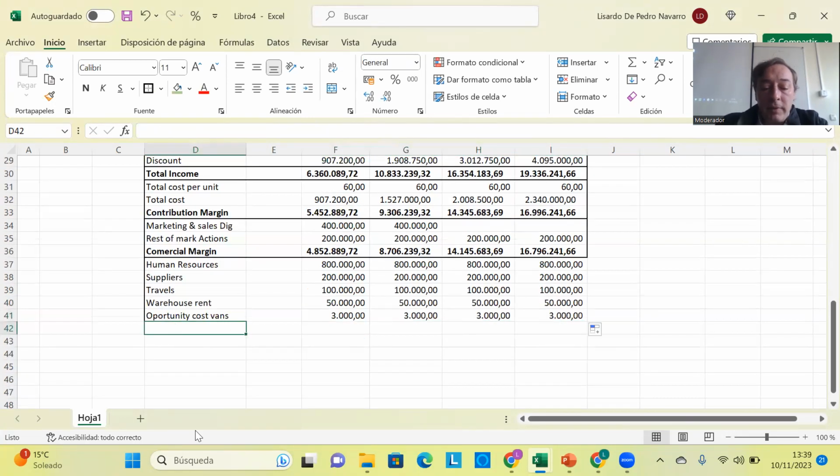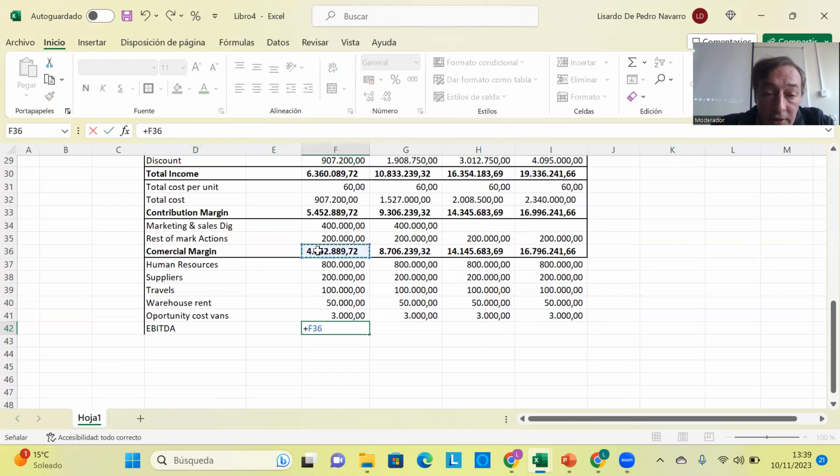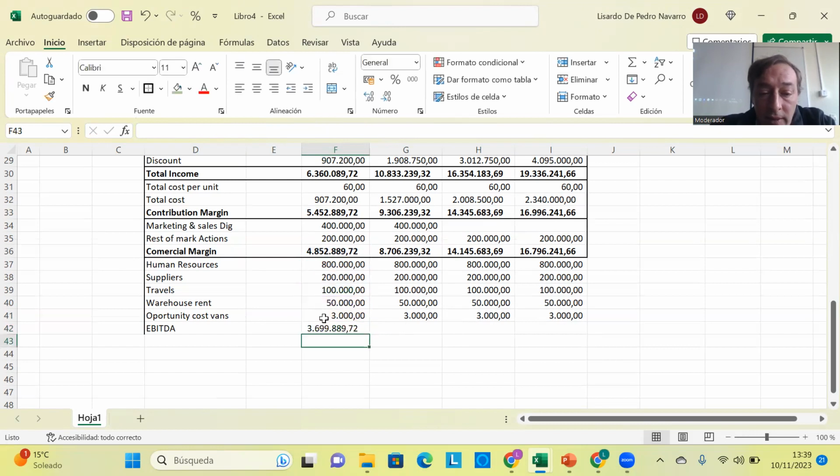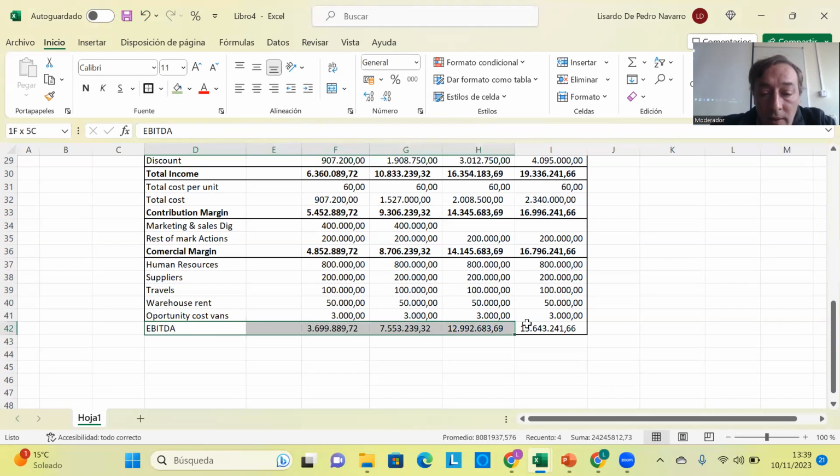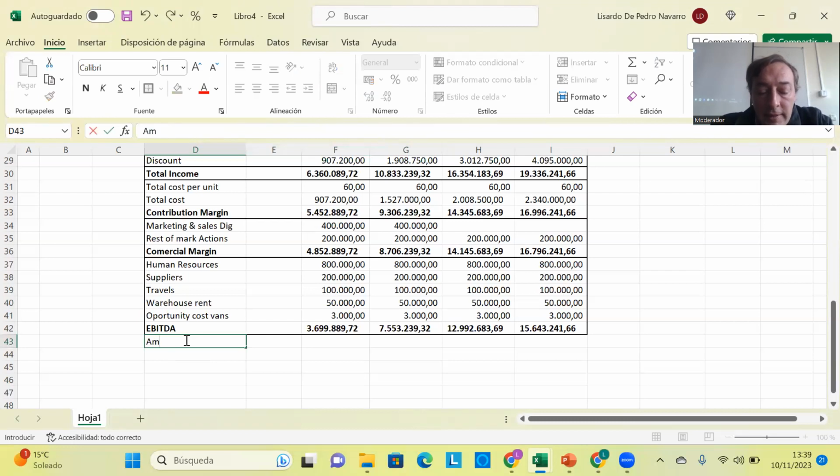So with this information, we have EBITDA, that is going to be the commercial margin less the human resources, less the supplier, less the travel, less the warehouse rent, and less the opportunity cost. So this is going to be the EBITDA. We can put this one and this one like that. So the next step is amortization.